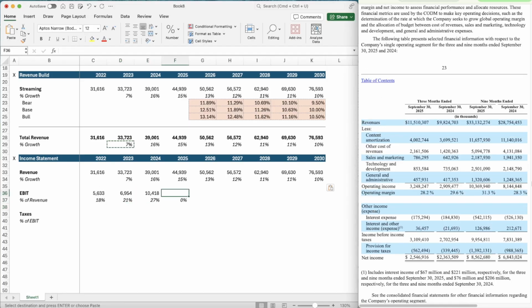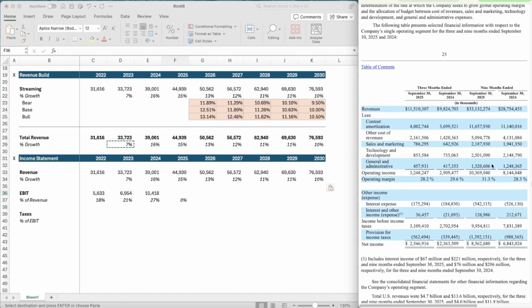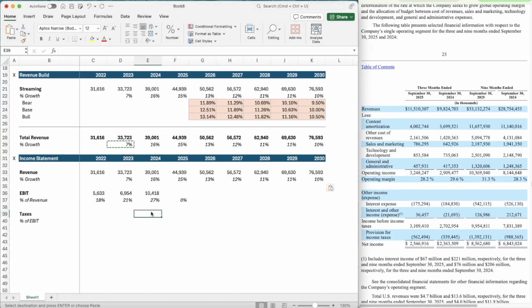EBIT. So we know that 418 divided by 8144.848 gives us our multiplier, and 369.940 multiplied by 1.790433. Okay, so it looks quite good.